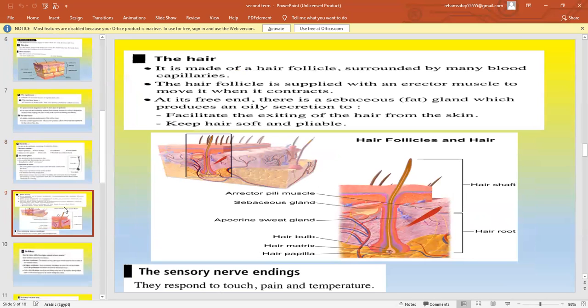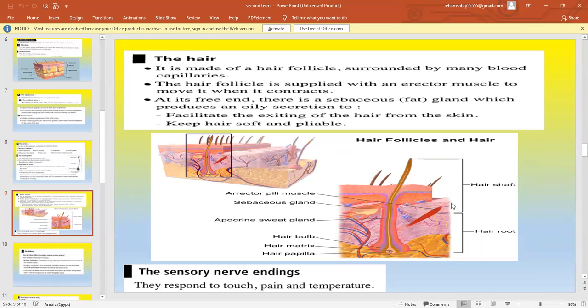Okay, number 2, the hair follicle. The hair follicle is present also in the dermis layer and ejects out through the epidermis. Our bodies and the animal body have these hairs. The hair follicle is present in the dermis and ejects from the body through the epidermis. It is surrounded by many blood capillaries, and it is supplied with an erector muscle, attached to it as well.